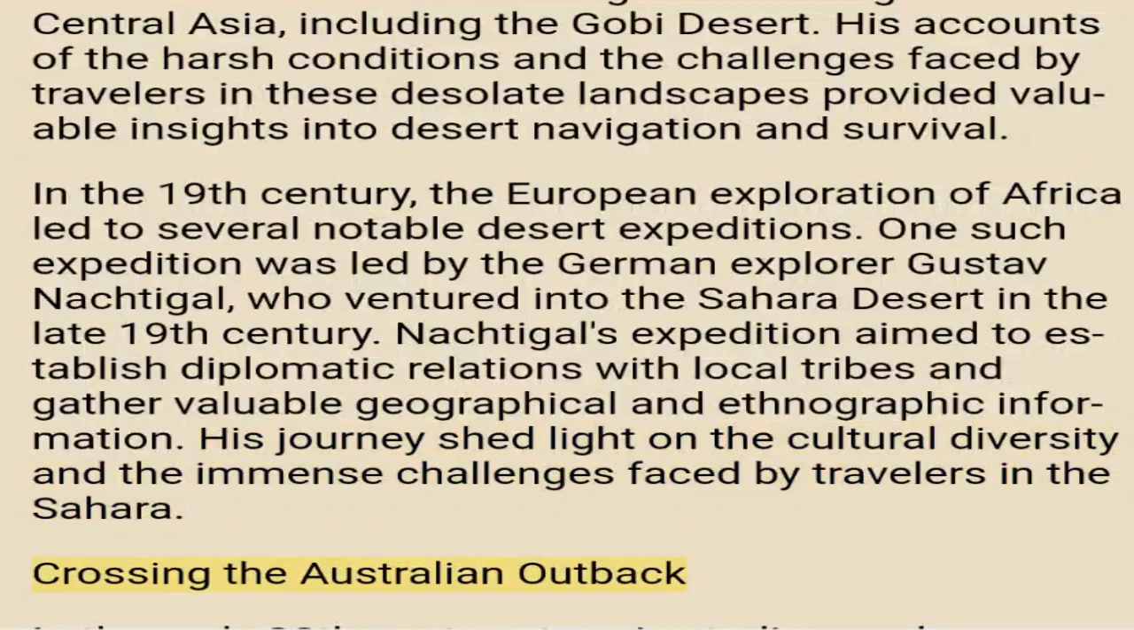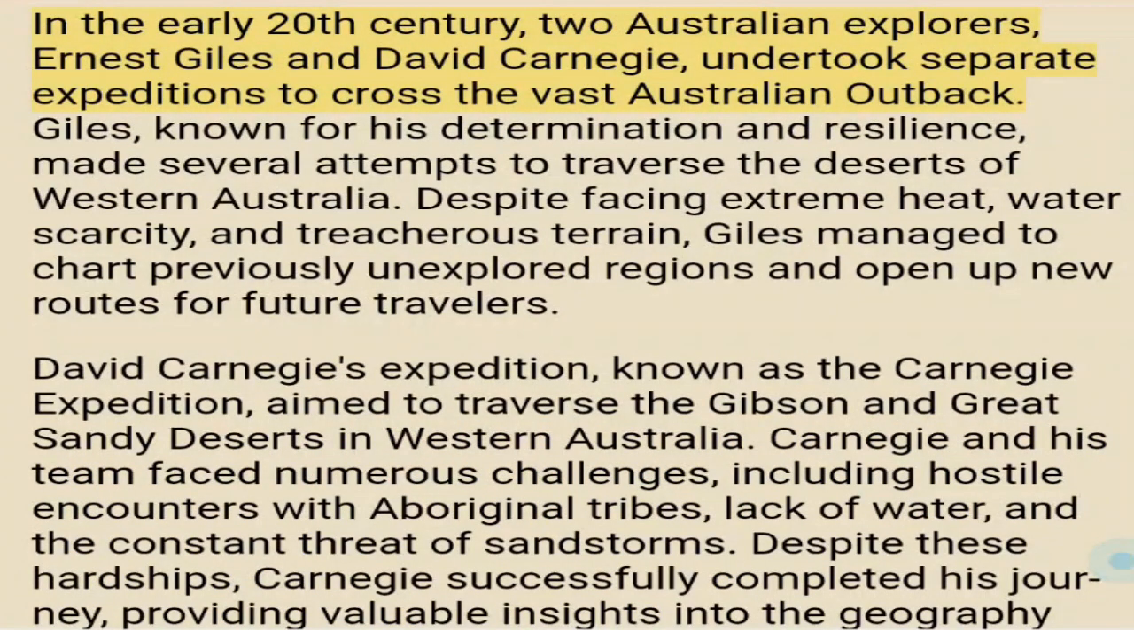Crossing the Australian outback. In the early 20th century, two Australian explorers, Ernest Giles and David Carnegie, undertook separate expeditions to cross the vast Australian outback. Giles, known for his determination and resilience, made several attempts to traverse the deserts of Western Australia. Despite facing extreme heat, water scarcity, and treacherous terrain, Giles managed to chart previously unexplored regions and open up new routes for future travelers.